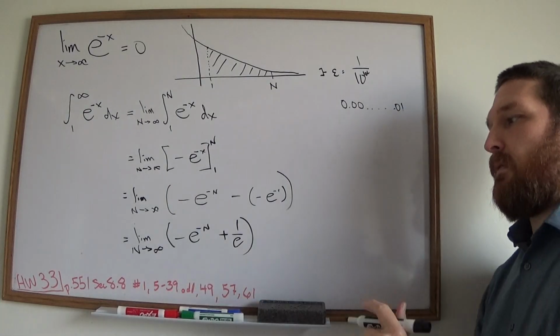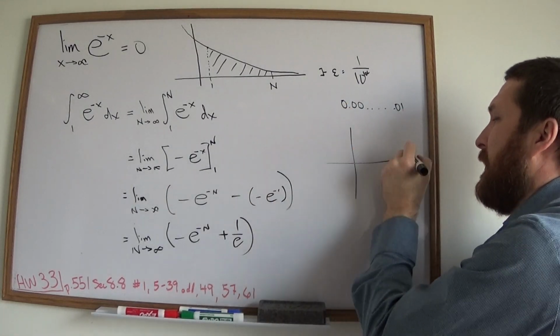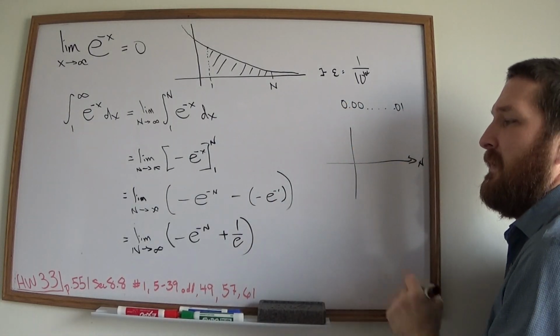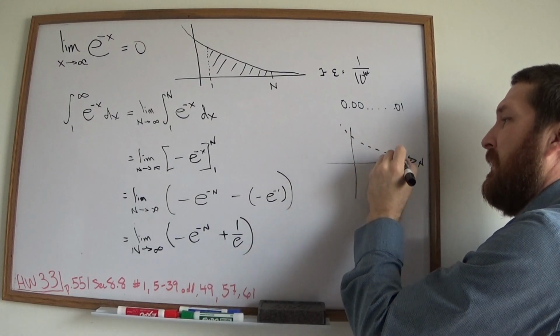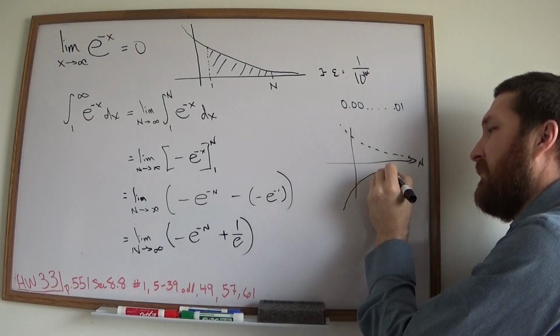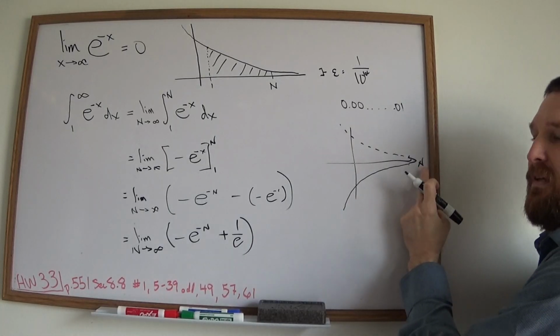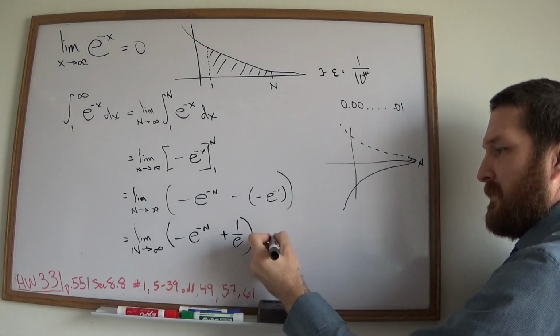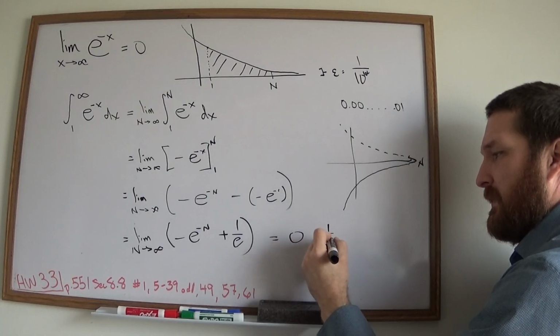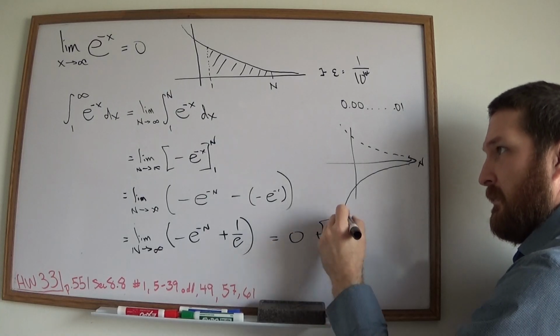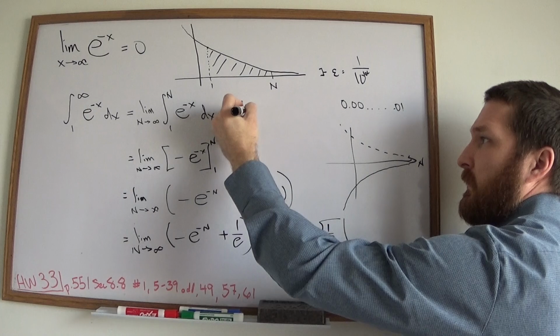0. Still 0. If we're thinking about this on an n axis, e to the negative n is up here. Negative e to the negative n is just the reflection. Still goes to the same place. Still goes to 0. So this is the same thing as 0 plus 1 over e. And so it converges to 1 over e.